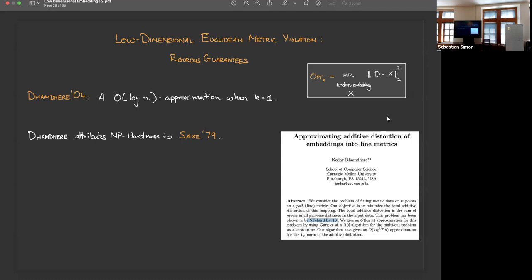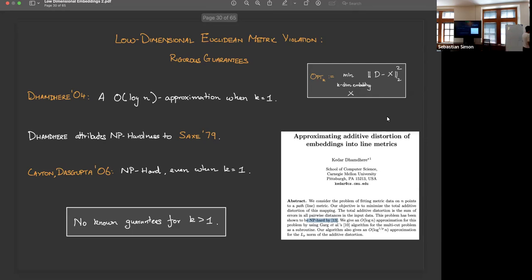If you actually track down this reference, Saxe doesn't prove NP-hardness for this problem. In fact, his NP-hardness proof does not apply to this problem. It's an interesting historical anecdote. But actually, there was another paper by Dasgupta and others from 2006 that does show NP-hardness. And there is no algorithmic guarantee even for the plane. Whenever the target dimension is larger than 1, we have no rigorous guarantee.